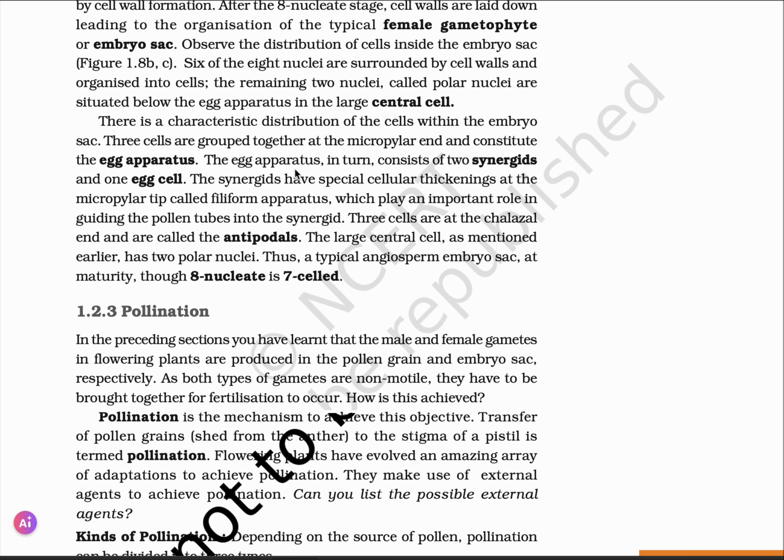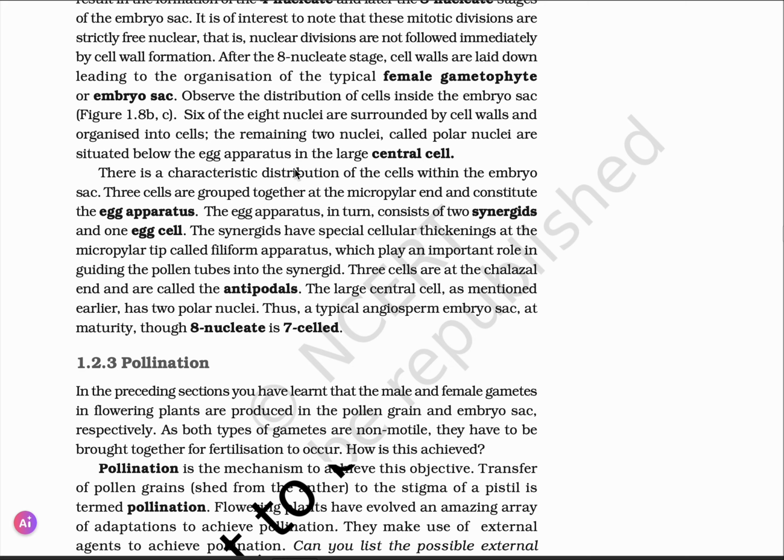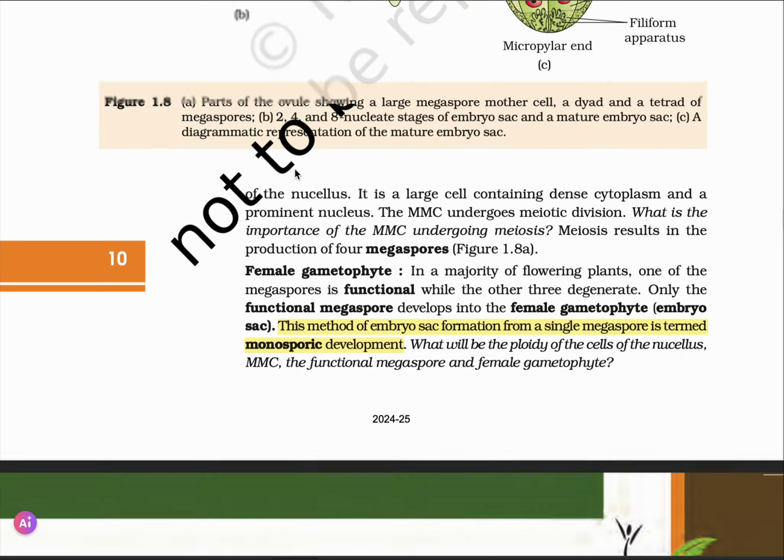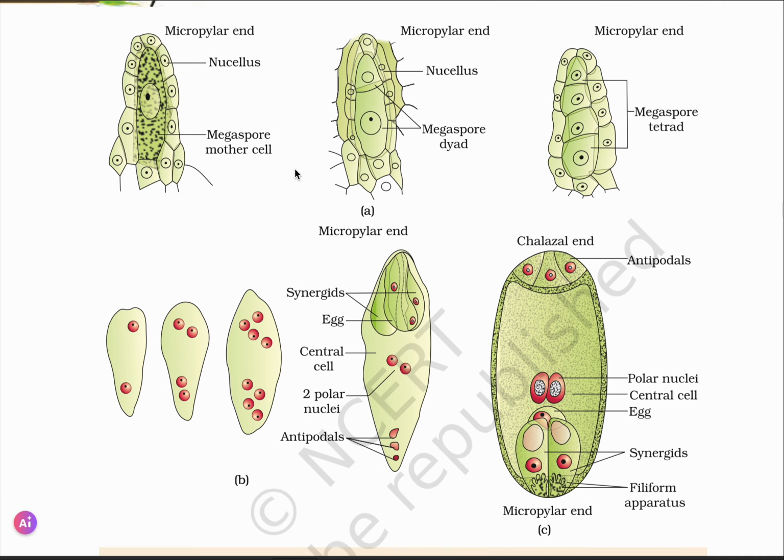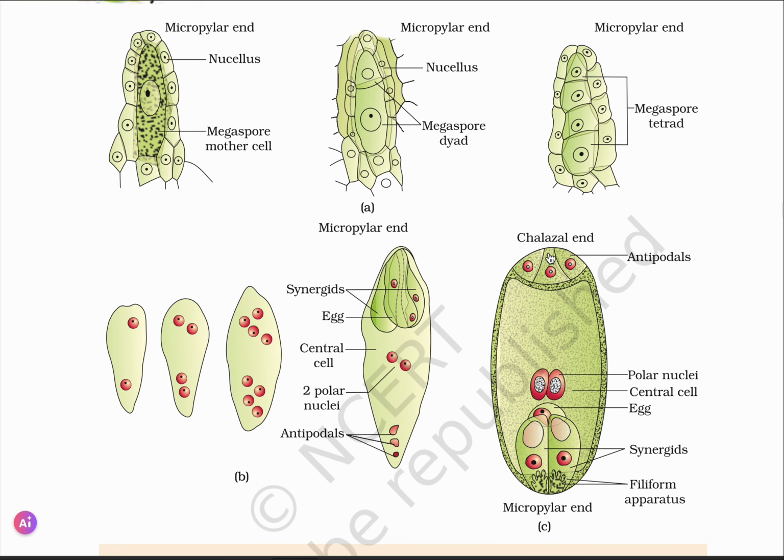And the three cells at the chalazal end are called the antipodal cells, and the large central cell, as mentioned earlier, has two polar nuclei. Thus, a typical angiosperm embryo sac has 8 nuclei and 7 cells. So we need to remember here in the diagram, this is the chalazal end while this is the micropylar end, and over here in the above diagram the top one was the micropylar.